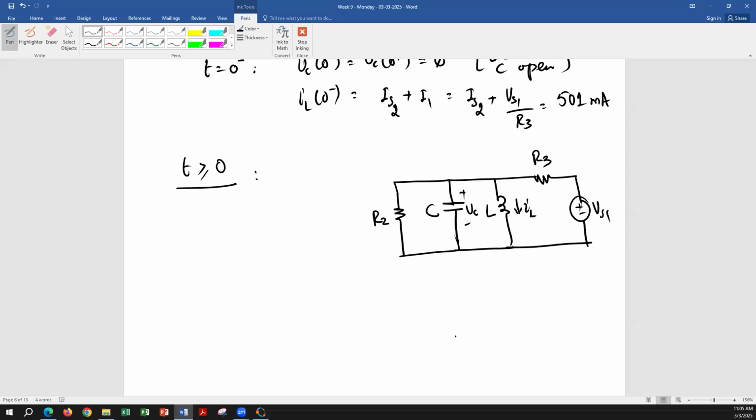No, don't worry about the inductor. I said remove the source, right? When you remove the source, you replace it by a short circuit, a short wire. If you replace it by a short wire, then R3 is connected between these two nodes, and R2 is connected, and L is connected, and C is connected. All four components will be connected between the same two nodes.